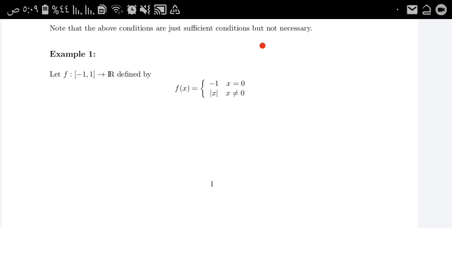Mr. Hossein, let me explain this example. You will certainly understand the topic. Okay.